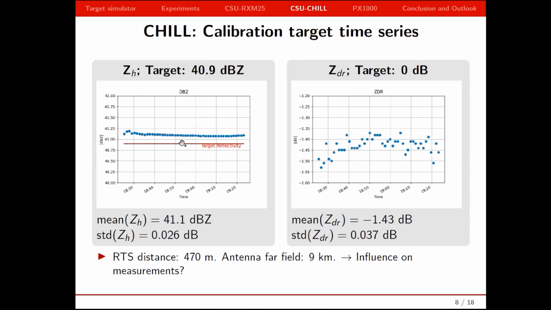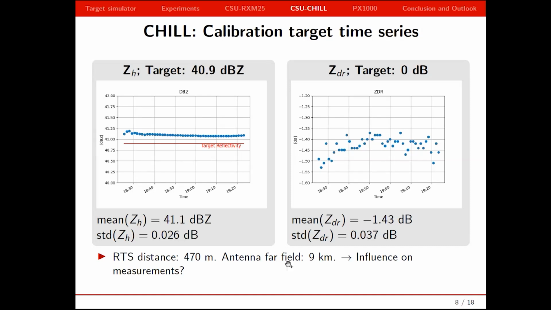So the amazing feature here, I think, is the stability of this reflectivity. I try to express this with this figure down here. There is also quite a nice stability in the ZDR measurements, but with the ZDR measurements, we have an offset of minus 1.4 dB.